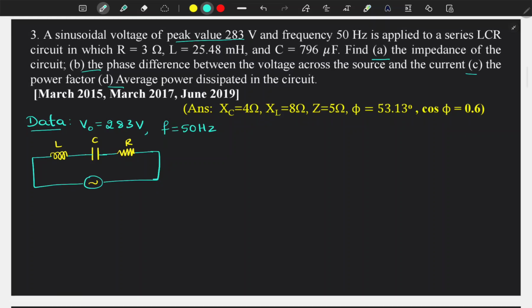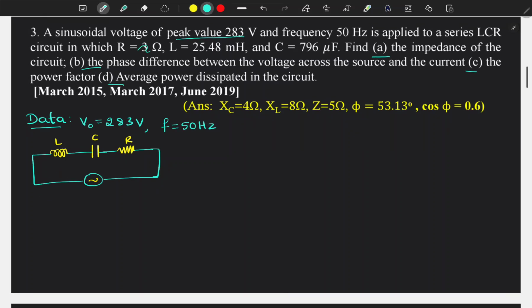Now R value is given, that is 3 ohm. L value 25.48 millihenry, and a capacitance of 796 microfarad.